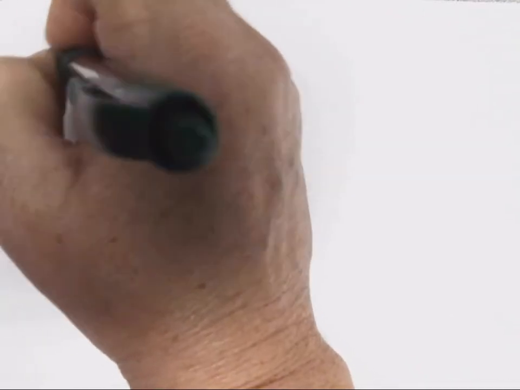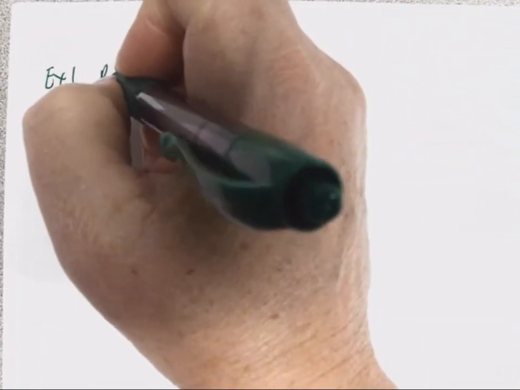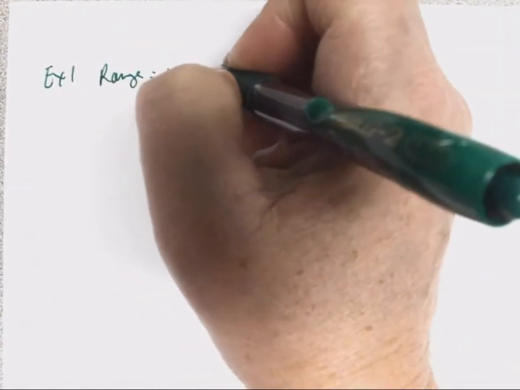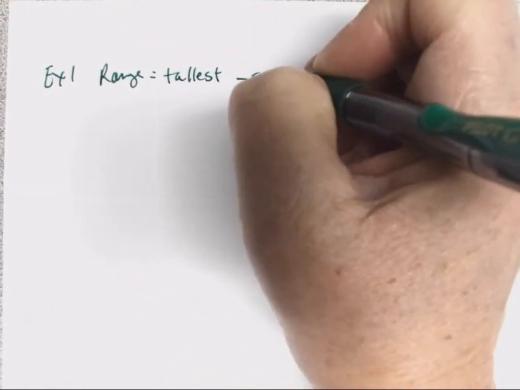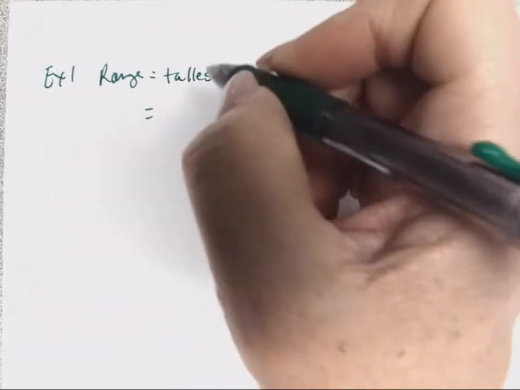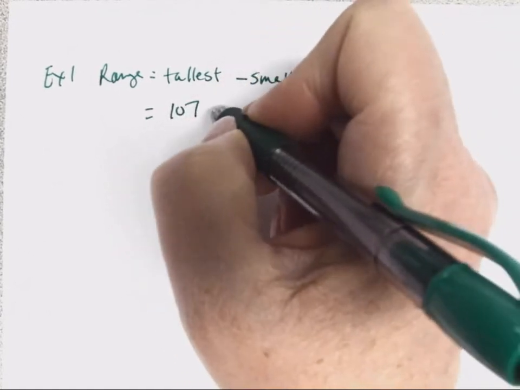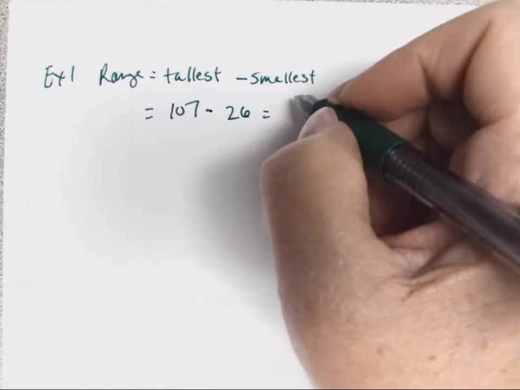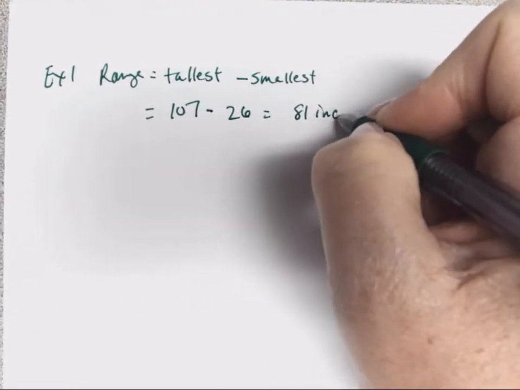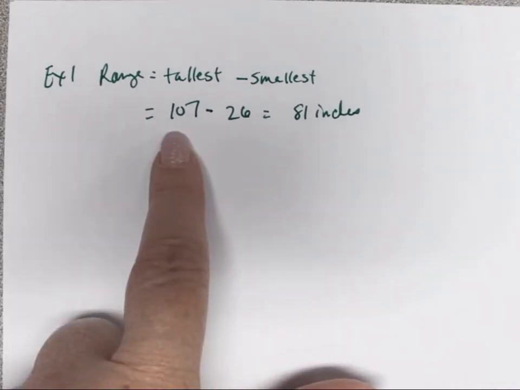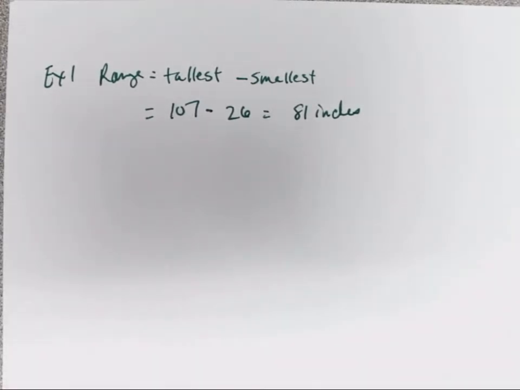So to find our range, it's going to be the tallest minus the smallest, whatever our data set is. So in this case, it's going to be 107 minus 26, and that'll get us 81 inches. So the heights range from 26 to 107 inches, which is a range of 81 inches.